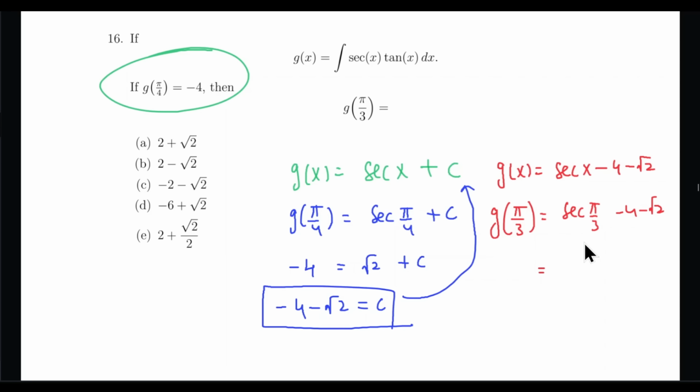Secant of pi over 3, what is cos of pi over 3? Pi over 3 is 60 degrees. Cos 60 is 1 over 2. So secant 60 degrees is 2. So 2 minus 4 minus root 2, and 2 minus 4 is -2. So it will be -2 minus root 2. That should be our answer, which is option C. That adds up.